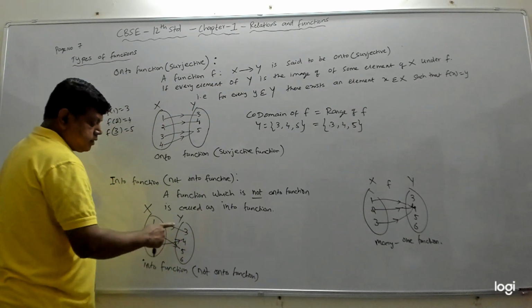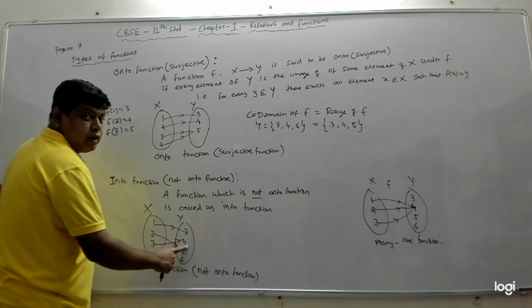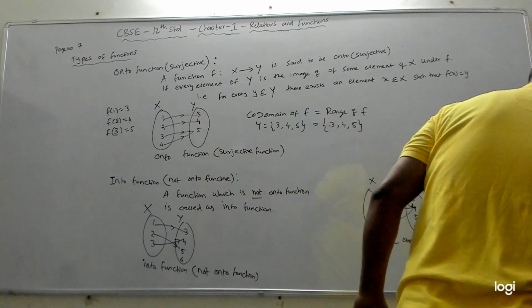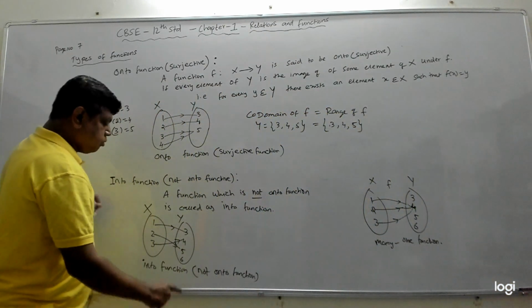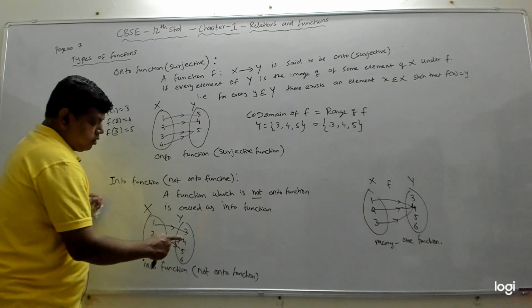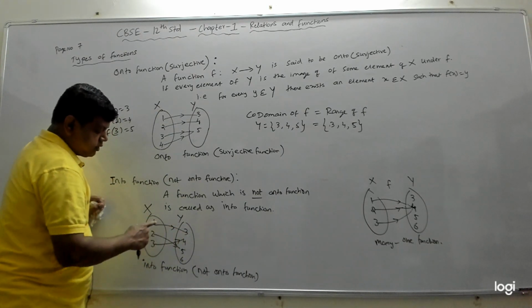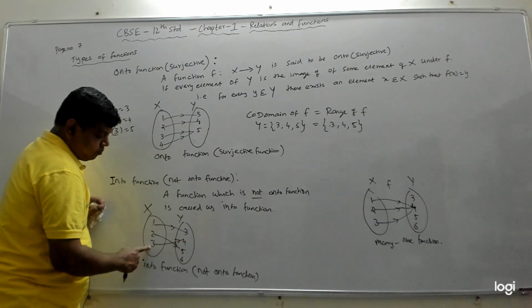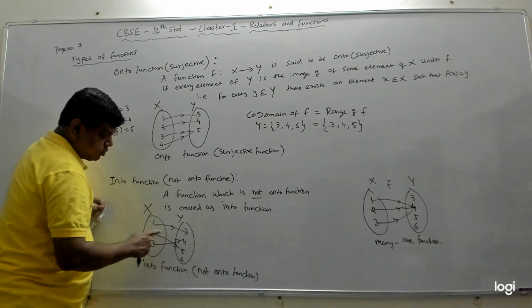For this y, the x is 1. For this y, the x is 1. X is 2. Right? For this, if the y is 5, the x is 2. Okay, if y is 3, x is 1. If y is 4, x is 3. If y is 5, x is 2.